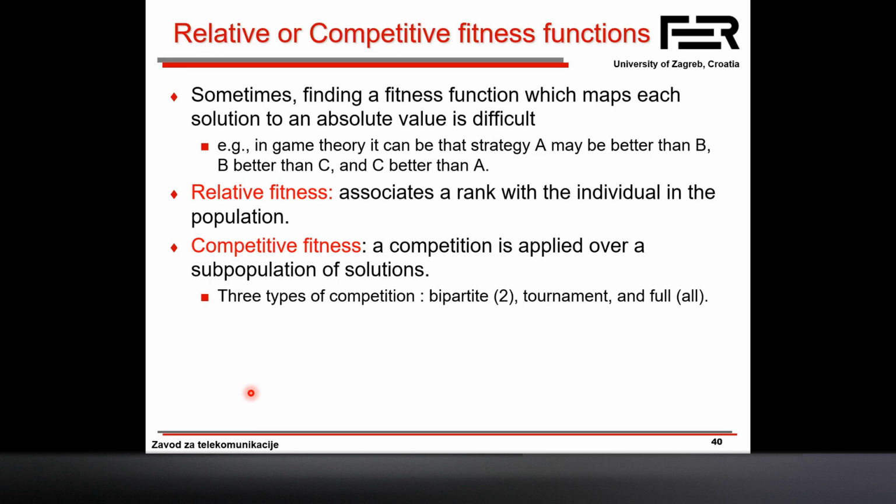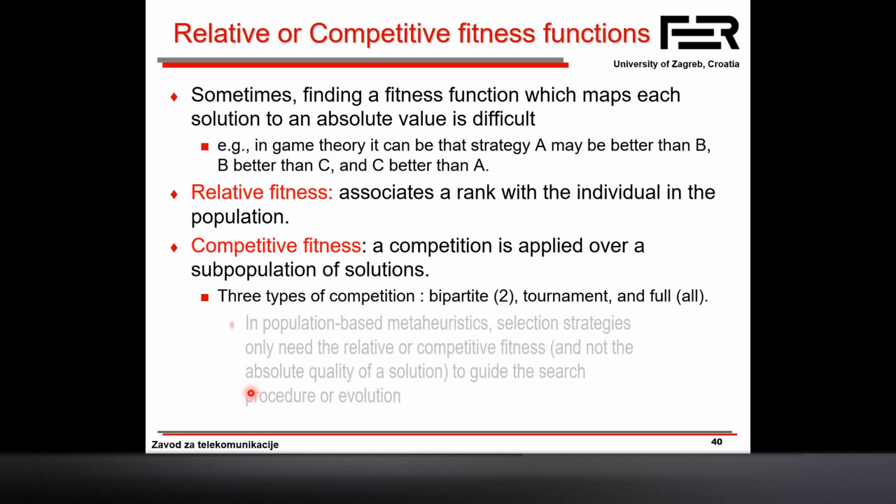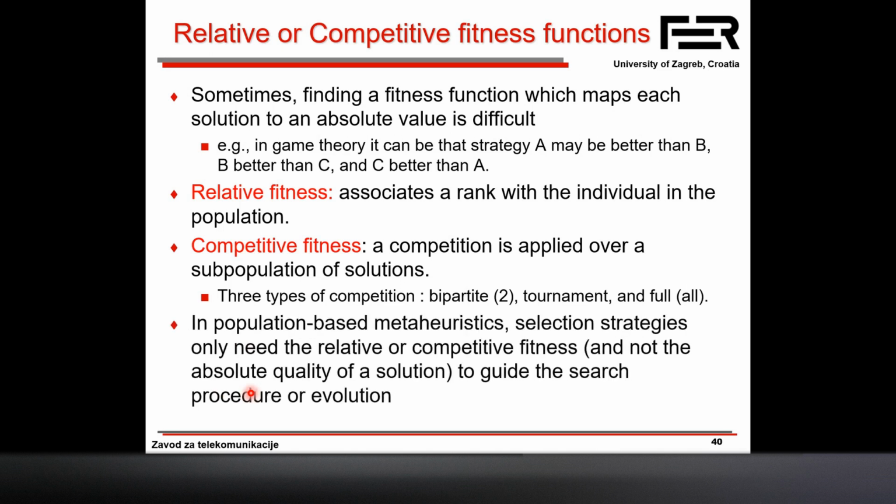Or in terms of competitive fitness, where we look at, let's say, a competition over a subpopulation of solutions, where we have tournaments or bipartite competitions or so on. We'll talk more about that when we talk about population-based meta-heuristics. But the point is that here we're only looking at the relative or the competitive fitness and not necessarily the absolute value.